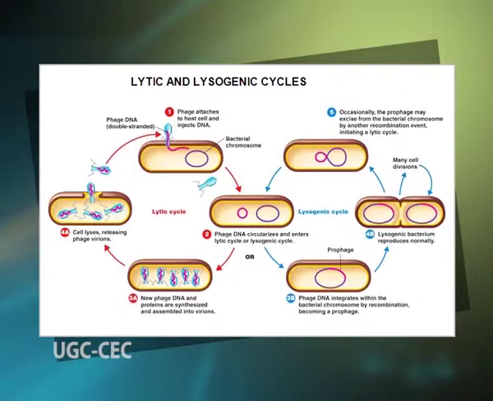Now, coming to the lysogenic cycle, the phage DNA circularizes and enters into the lysogenic cycle, and in the next step, phage DNA integrates within the bacterial chromosome by recombination, becoming a prophage. In the next stage, the lysogenic bacterium reproduces normally, and finally, the prophage may excise from the bacterial chromosome by another recombination event, initiating a lytic cycle.